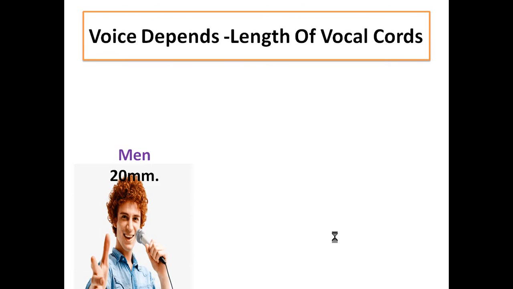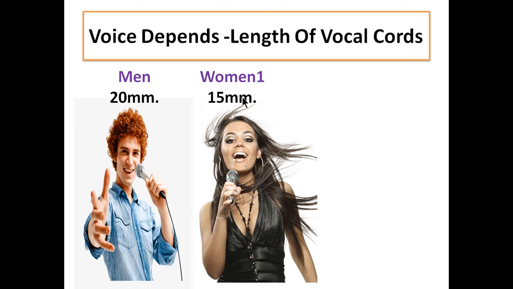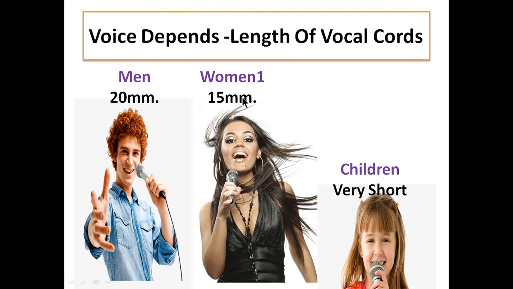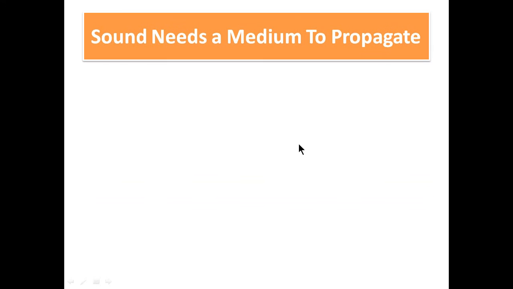Similarly, in vocal cords, students, the length in case of men is 20 millimeters. In case of women, it is 15 millimeters, and in case of children, these vocal cords are very short. That is the reason we all have different sounds. Clear, students? Now let us move on to the next topic, that is, sound needs a medium to propagate.